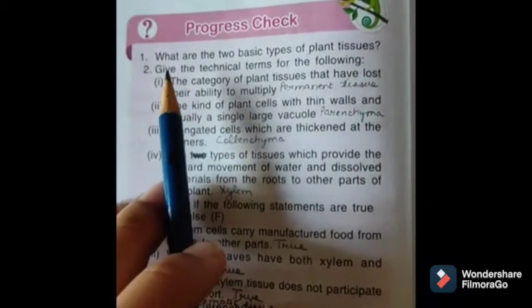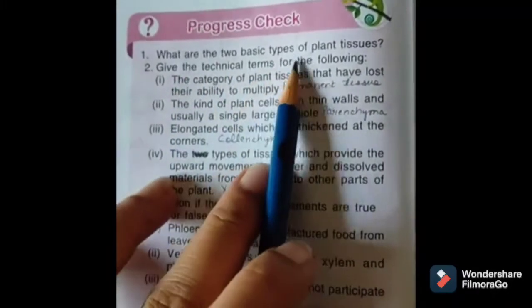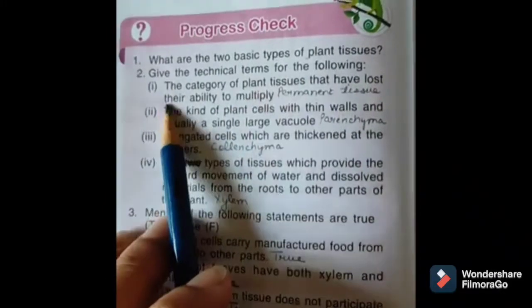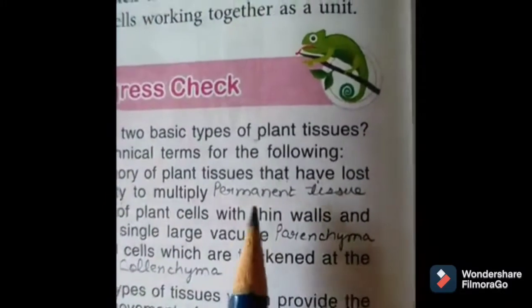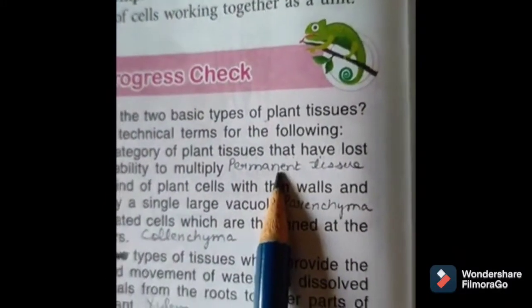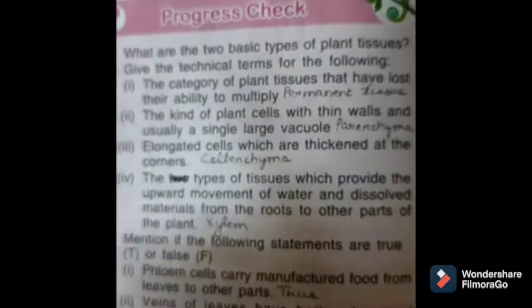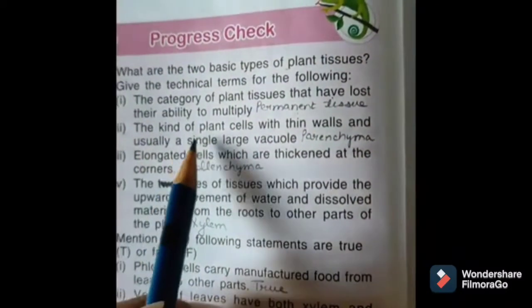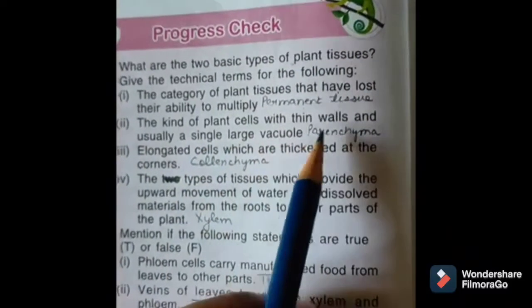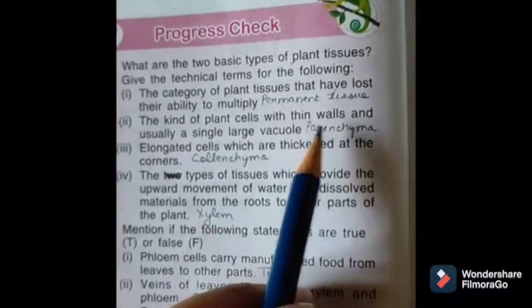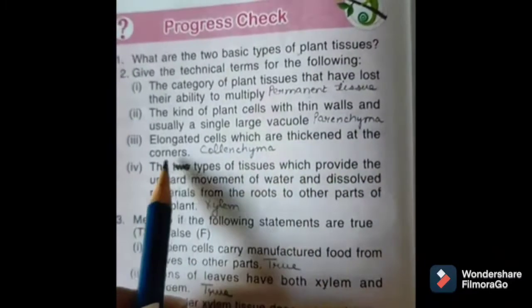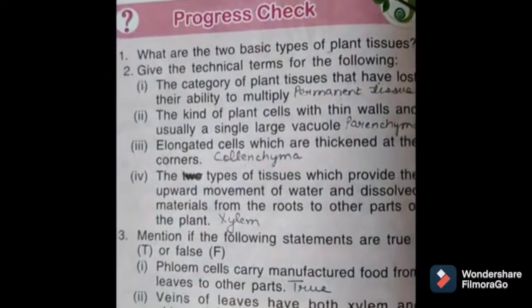Second question, you have to give the technical terms for the following. So the category of plant tissue that have lost their ability to multiply. Answer is permanent tissue. The kind of plant cells with thin walls and usually a single large vacuole. It is parenchyma. Elongated cells which are thickened at the corners. So it is collenchyma.